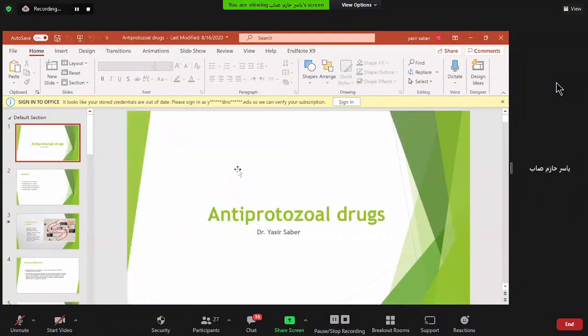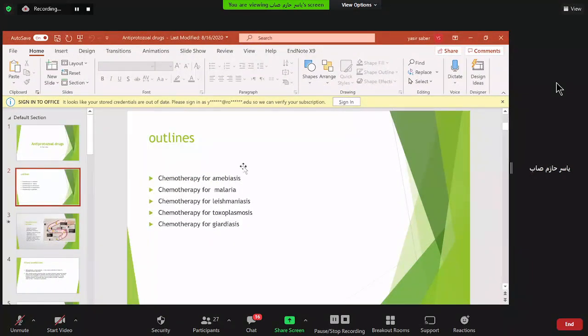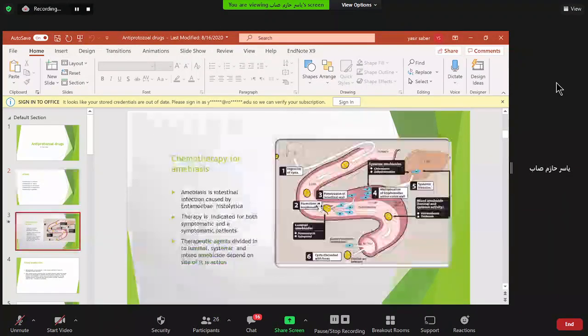Metronidazole, we are going to talk about chemotherapy against amoebiasis, malaria, leishmaniasis, toxoplasmosis and giardiasis. بالنسبة للـ amoebiasis in terms of infection، بالبداية هو ingestion of the cyst. While ingesting the cyst it's hatched and causes formation of trophozoites.